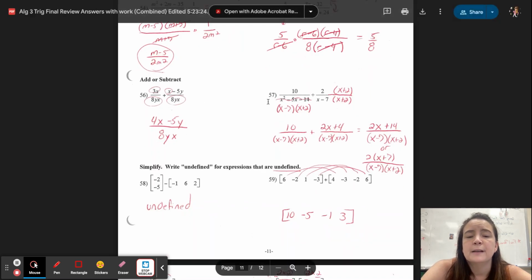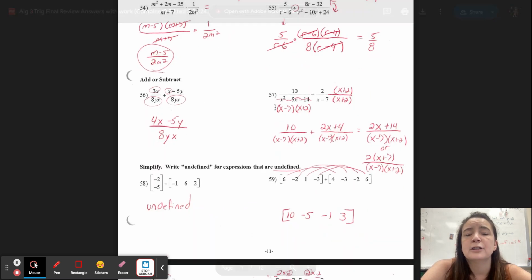For number 56 and number 57, we are doing addition and subtraction. That's actually tougher with fractions. We have to have a common denominator. Number 56, you have a common denominator, so that's lovely. You keep the denominator, you combine the numerators. In this case, it's addition, so I just combine like terms. Please be careful.